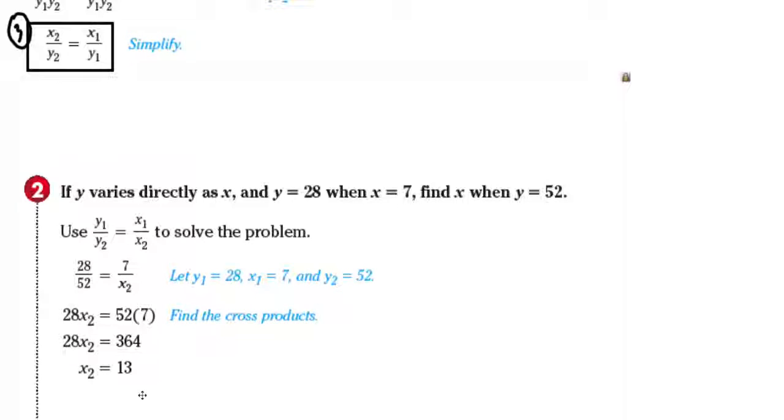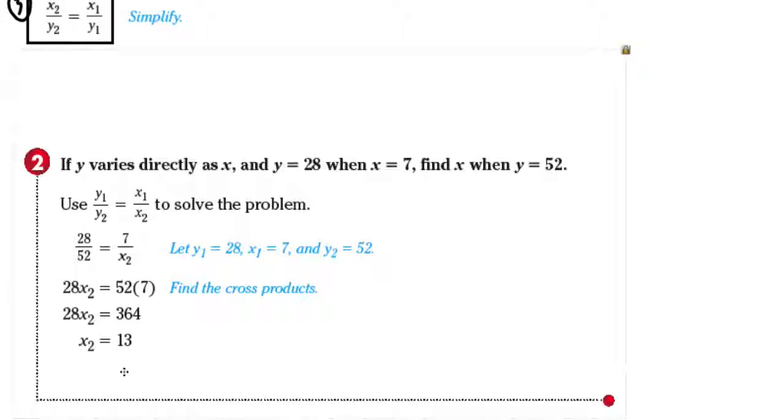So when x is equal to 13, y is equal to 52. And that's how you use that particular equation to solve this direct variation problem. Okay?